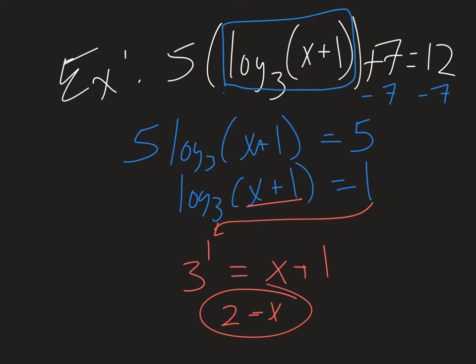So our solution is 2, and then we just have to plug it in to make sure it works. So if we plug in 2 plus 1, it's 3. 3 is positive. Okay, we can use that in our logarithm. Now, if it turned out to be 0 or a negative, we'd have to say we can't use that. That's an extraneous solution. But since this one works, it checks out. Our solution is x equals 2.